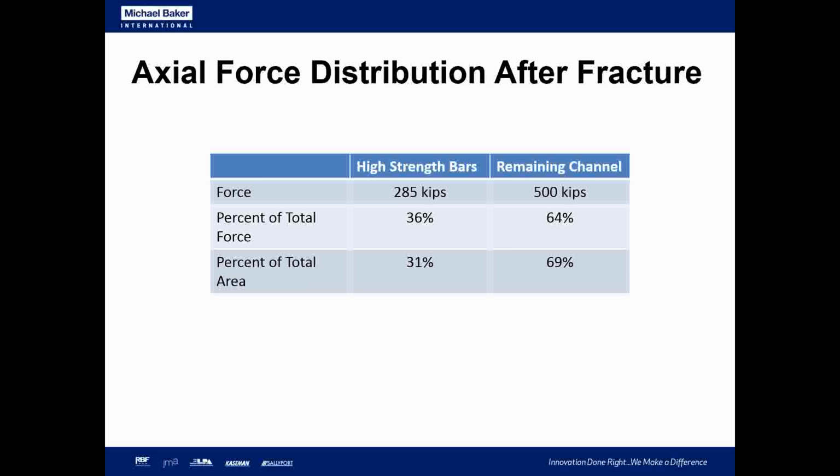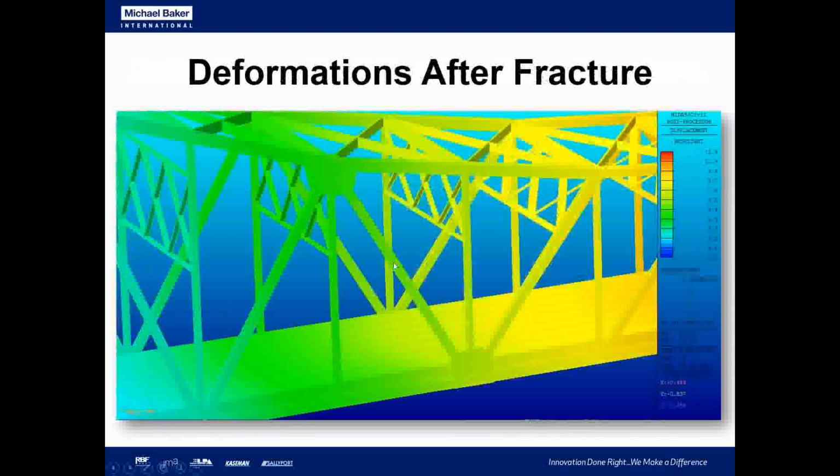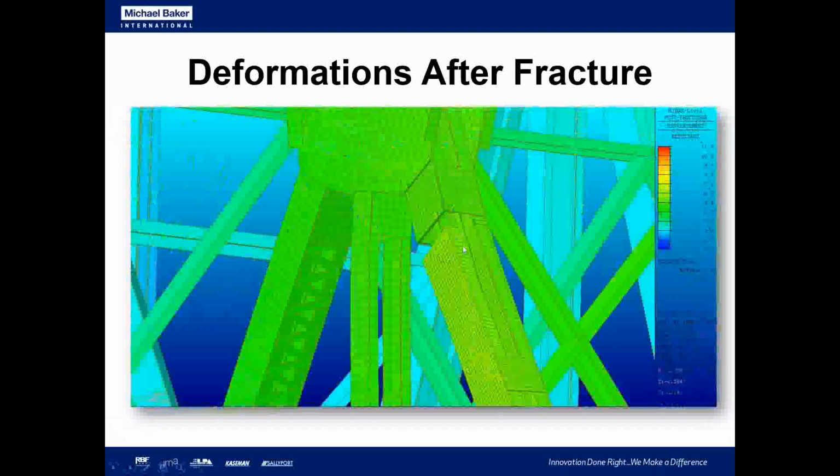Looking at deformations after fracture, this was of one channel. This was the best news in that we saw that deformations increased gradually from top U13 up here to L14 at the bottom. There was no large difference in deformations between, say, the bottom of this member and the gusset plate, which could potentially cause the rivets to tear out. These are exaggerated deformations. It was interesting to see the fractured channel starting to peel away a little, as we predicted it would, while the remaining channel remained rigid.